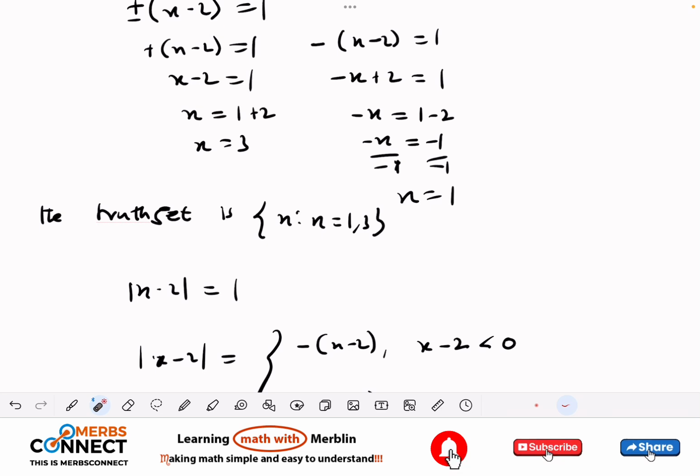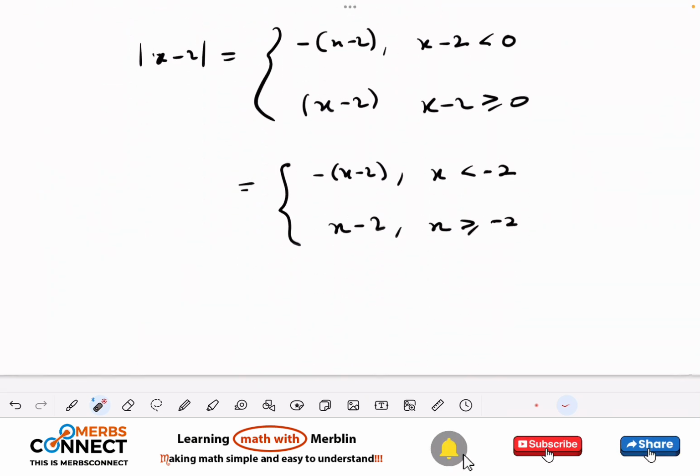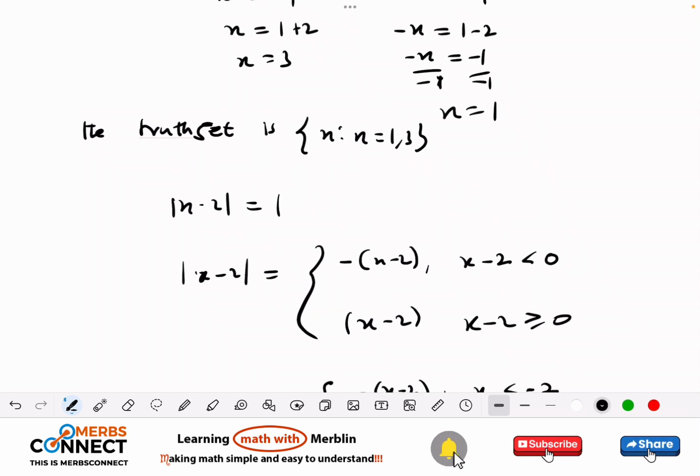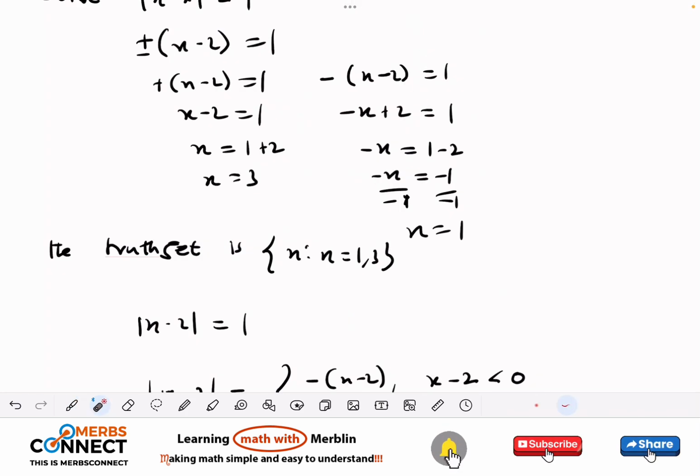So you see, like this, which is the positive side, which is equal to 1, and the negative side, which is also equal to 1. So the same thing. So minus x minus 2 is equal to 1. So this implies that when I distribute the minus, minus x plus 2 is equal to 1. Minus x is equal to 1 minus 2. Minus x is equal to minus 1. I divide by minus 1, and I have x equal to 1, as we had it here.